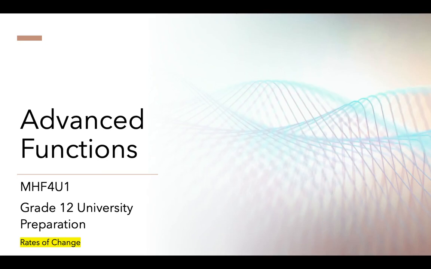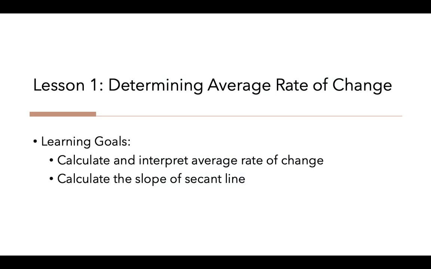Welcome to Advanced Functions. This is going to be Chapter 2, Rates of Change. Now, this is lesson number 1. We are going to talk about determining average rate of change. So also take a look at the slope of a secant line.